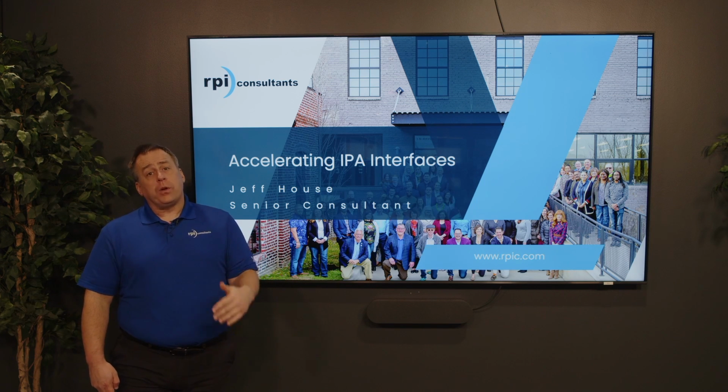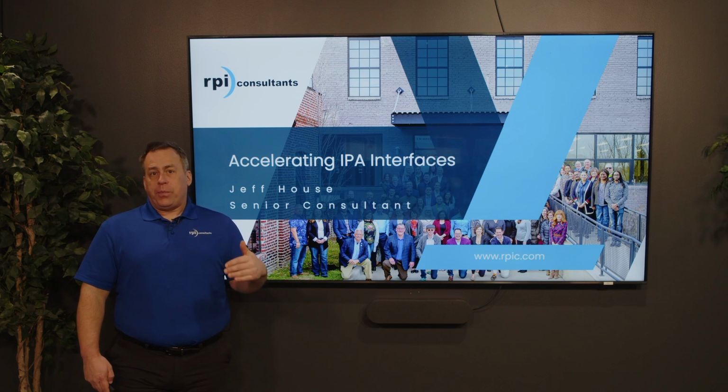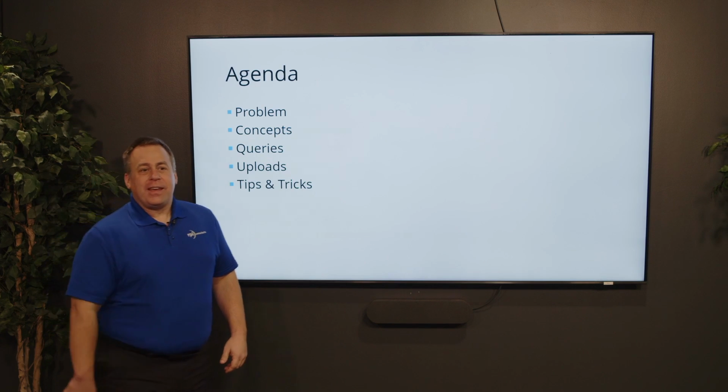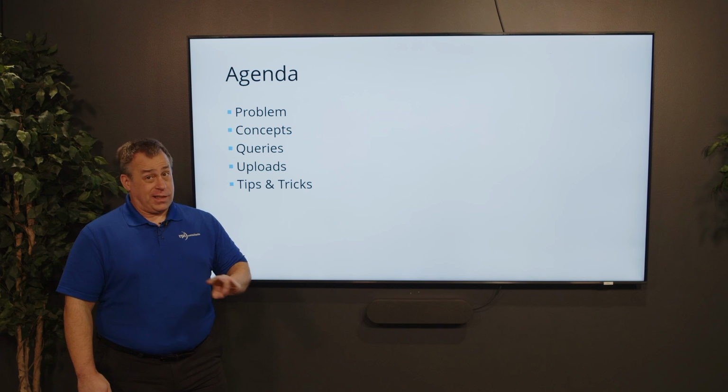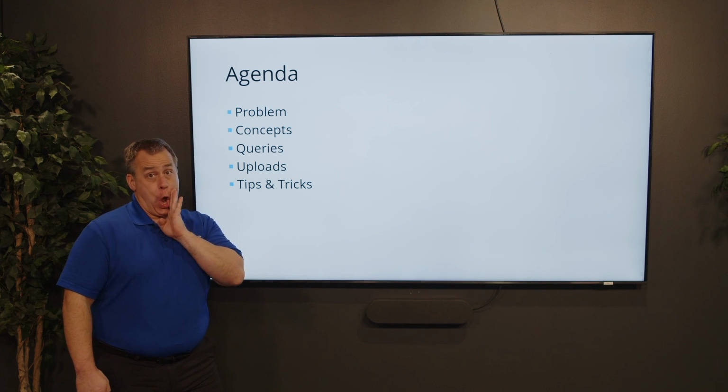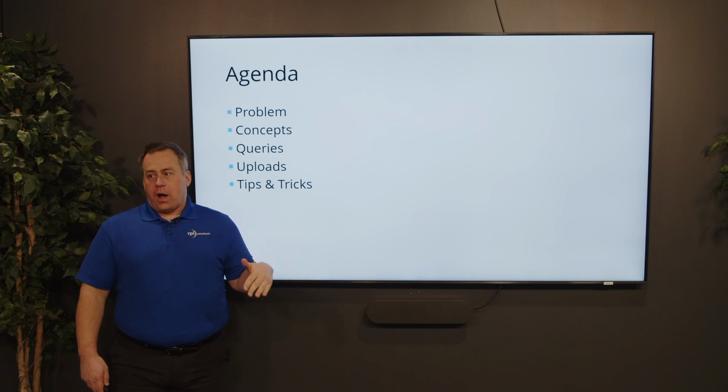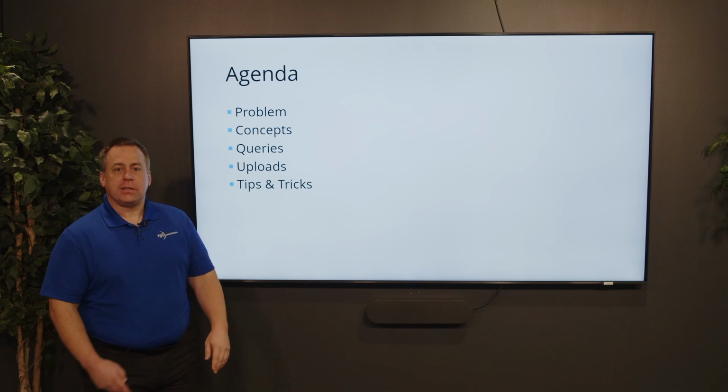But if you are a developer and you're looking for some tools to help make your interfaces run a little bit faster, this is definitely your place. So what we're going to do is first talk about what the problem is. That's going to go real quick because I think everybody kind of knows. Slow. Then we'll talk about the concepts of how you can do it. We'll get into a little bit of querying and how you can use some different tricks within IPA to pull down your data, how to do some mass uploads, and then I'll give you a few pointers that can kind of help you along the way as you develop these interfaces.